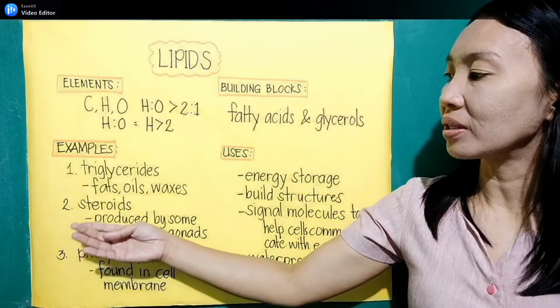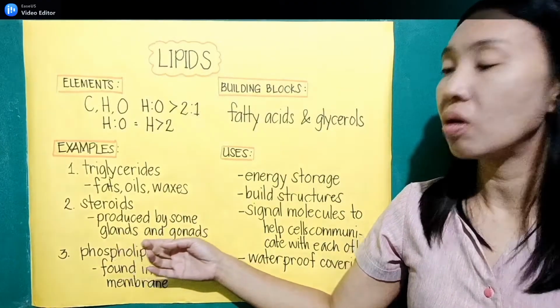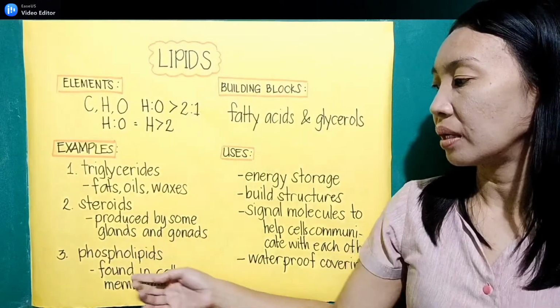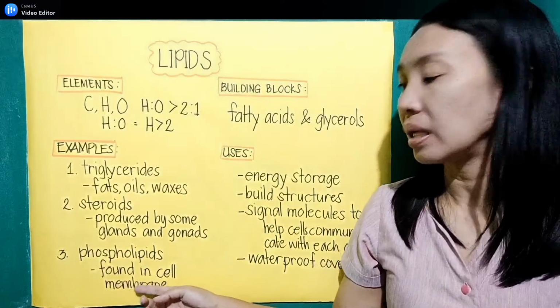Some examples are steroids, which are produced by some glands and gonads in our body. And the third one is the phospholipids. They are found in cell membrane.